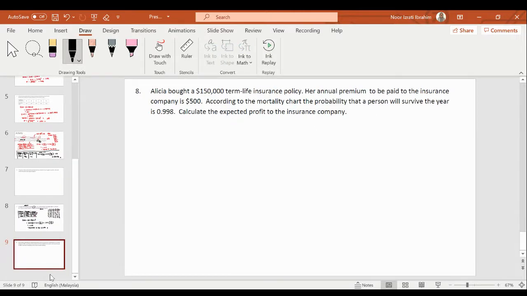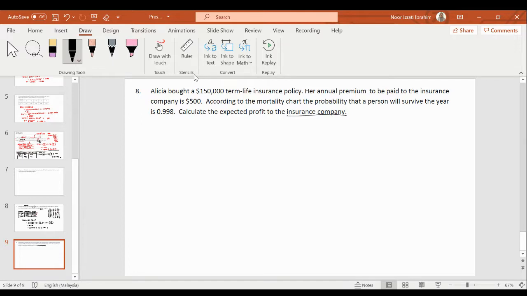Question number 8. Alicia bought a $150,000 term life insurance policy. The annual premium to be paid to the insurance company is $500. According to the mortality chart, the probability that a person will survive the year is 0.998. Calculate the expected profit of the insurance company.